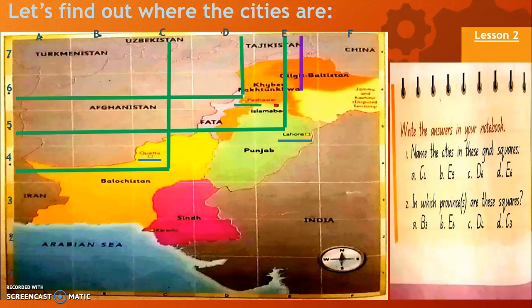Make a line starting from point E and ends where we find the 6 horizontal row. Make another line starting from point 6 and ends where we find the E vertical column. So the E vertical column and 6 horizontal row combine to make the E6 grid square. And which city is placed in grid square E6? Islamabad. As you can see, this symbol is in grid square E6.